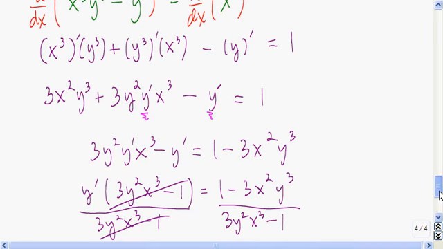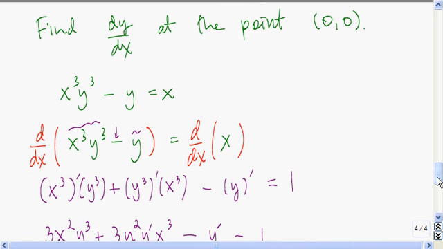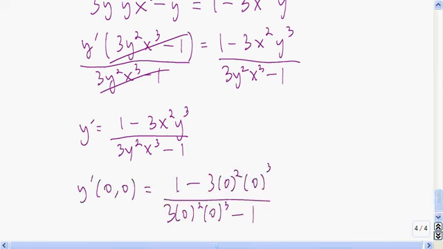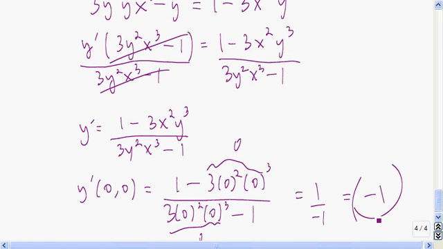Now we should go back to the question, and it says find dy/dx at the point (0, 0). That means we plug in 0 for x and 0 for y, and we get zeros in there, there, there, and there. So this whole term is 0, and this whole term is 0. In the numerator we have 1 minus 0, just 1. In the denominator we have 0 minus 1, which is negative 1. So the slope of the graph at the point (0, 0) is negative 1.